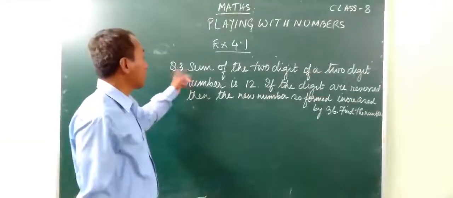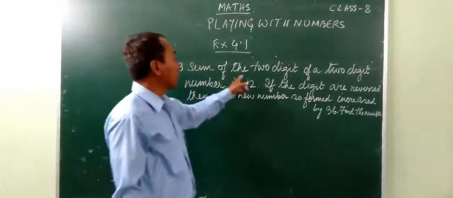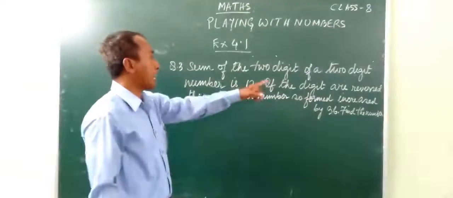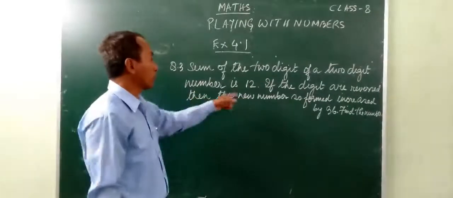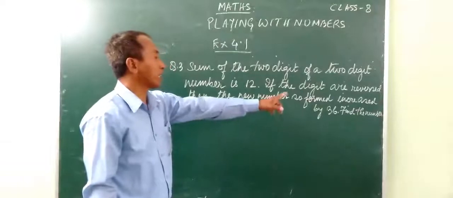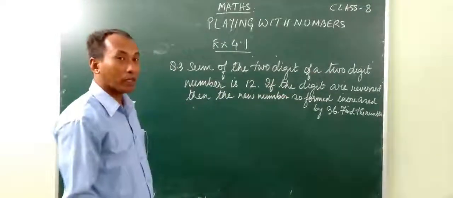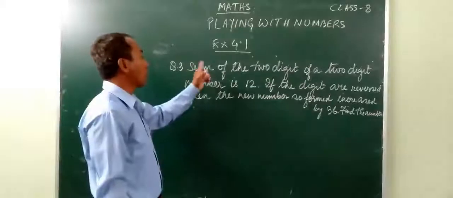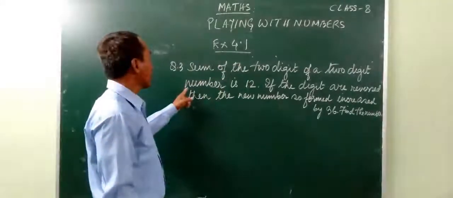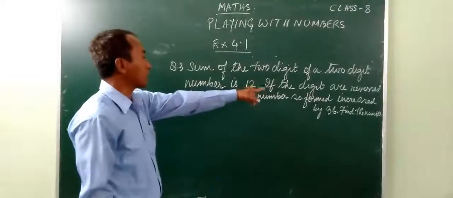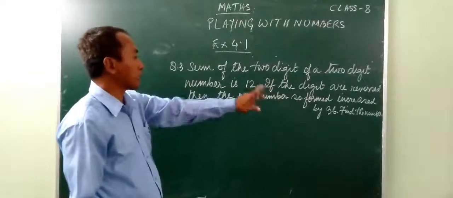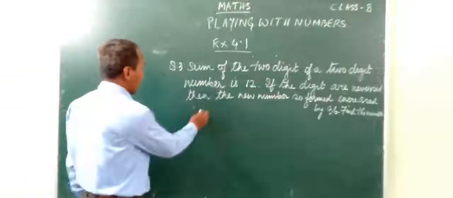So question number 3: the sum of the 2 digits of a 2-digit number is 12. If the digits are reversed, then the new number so formed increases by 36. Find the number. I repeat the question again. The sum of the 2 digits of a 2-digit number is 12. If the digits are reversed, then the new number so formed increases by 36. Find the number.